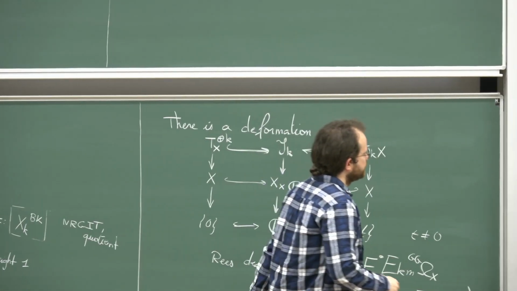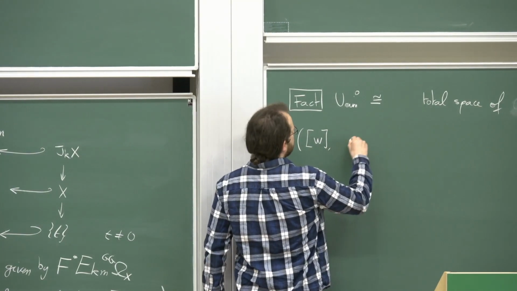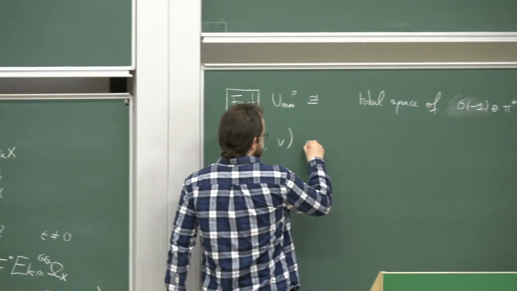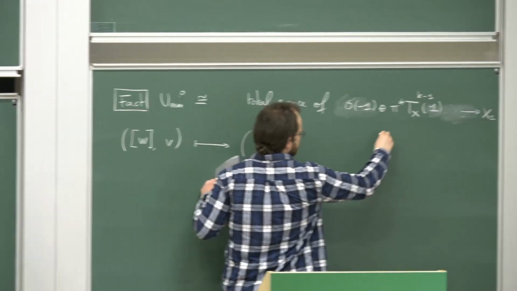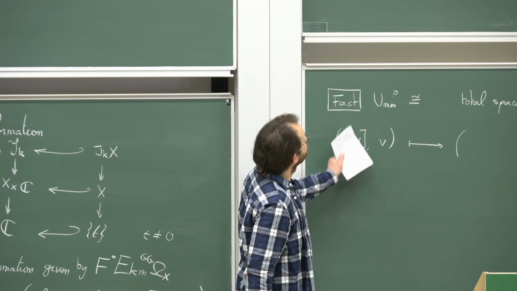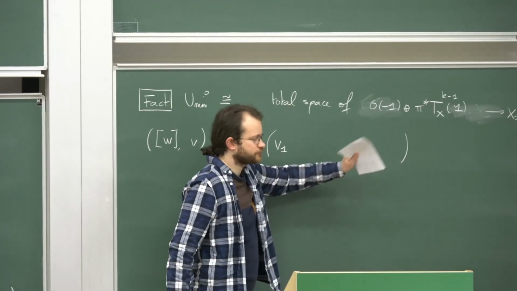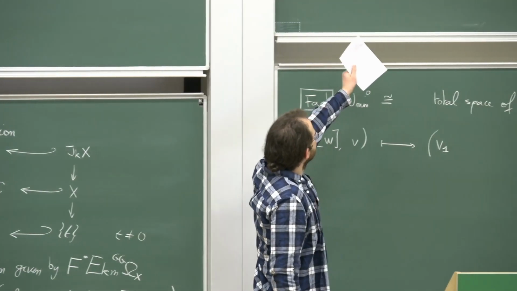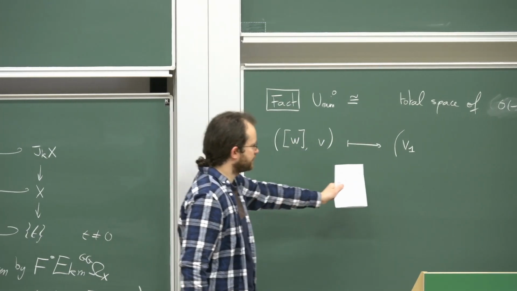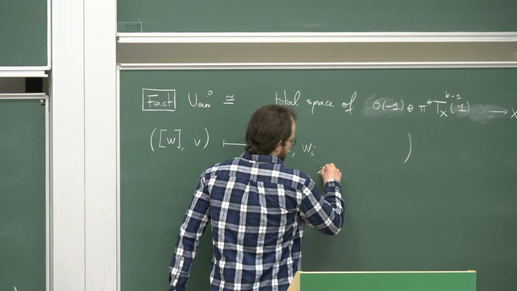So how can you see that? Well, I'm just going to write a quick formula. Start from a pair WV, and then send it to a data which is completely equivalent to the first one. To obtain this data, you just have to remember the V1, which will lie in the O minus 1. And you just also have to remember the W2, Wn, because the V2 until Vk will be determined by the data of V1 and the Wi for i larger than 2.